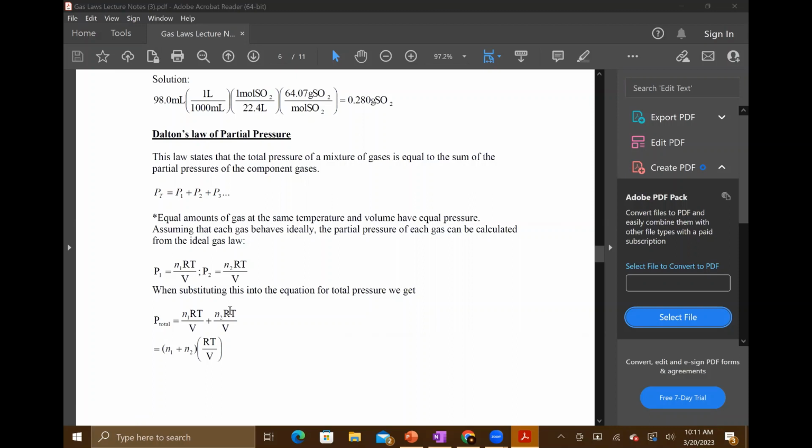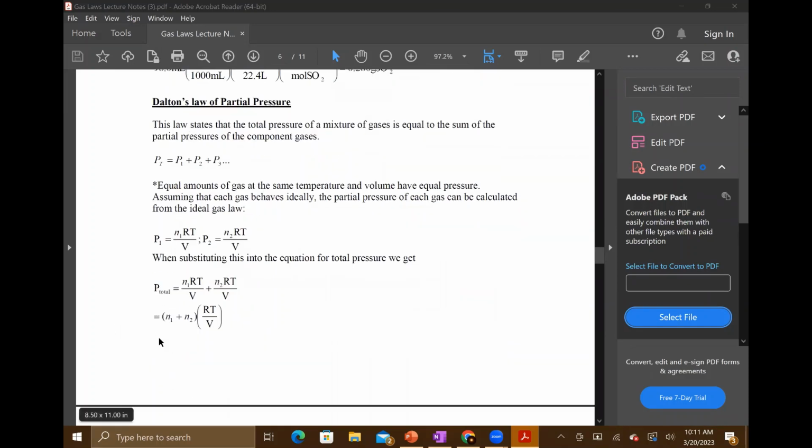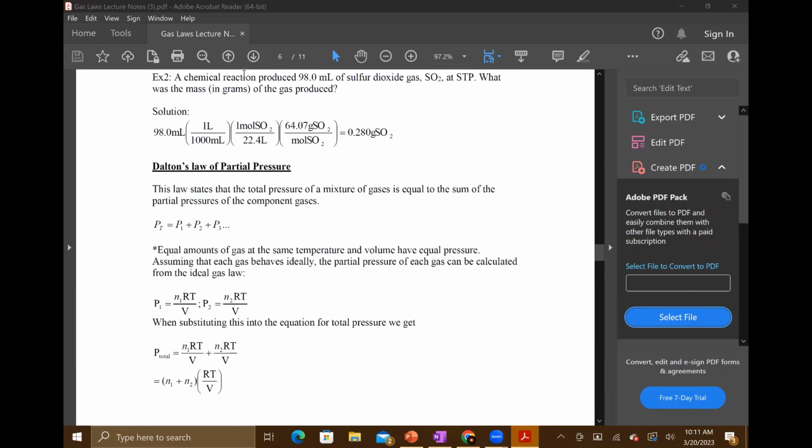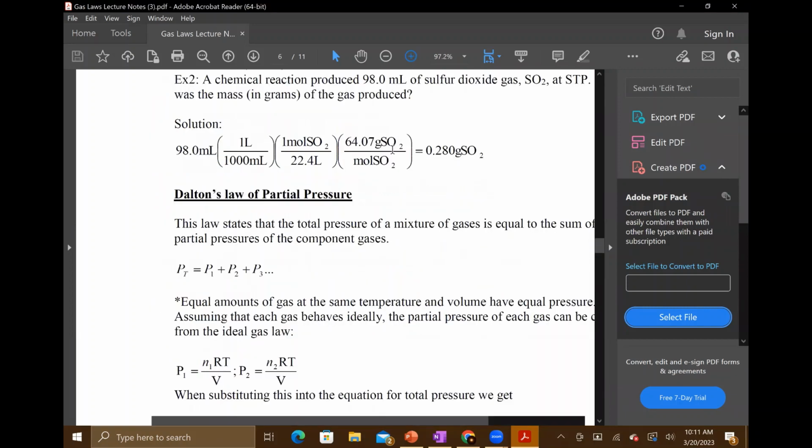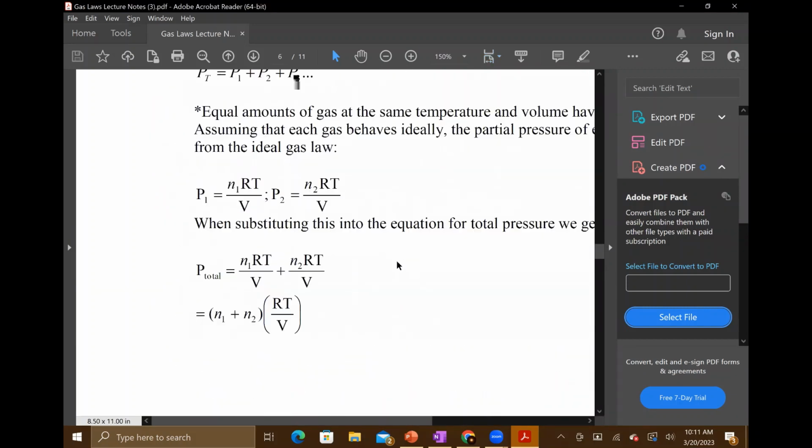So Dalton's law is basically just the sum of the partial pressures. And you can solve for these pressures a multitude of ways, but the most common way is the ideal gas law. All right. So the ideal gas law is PV equals nRT.